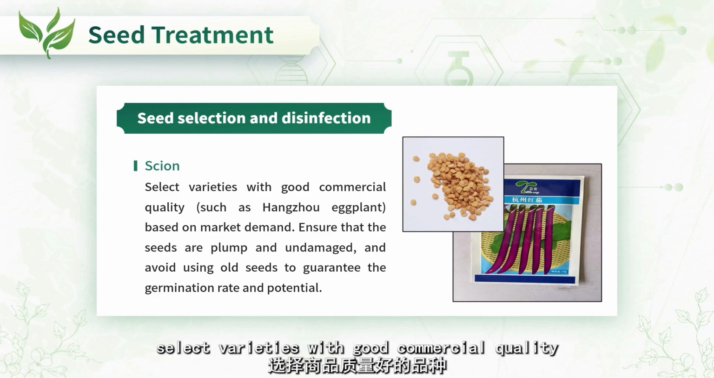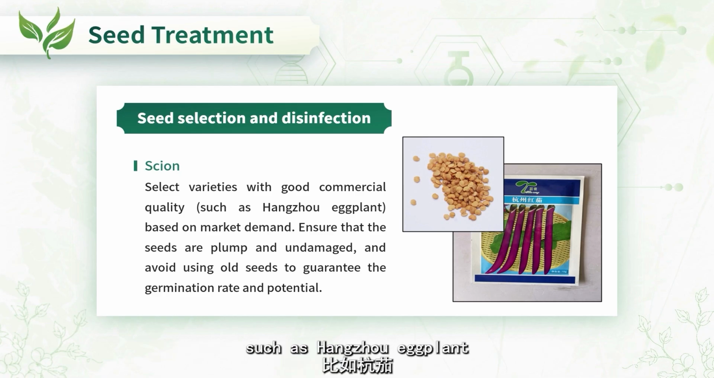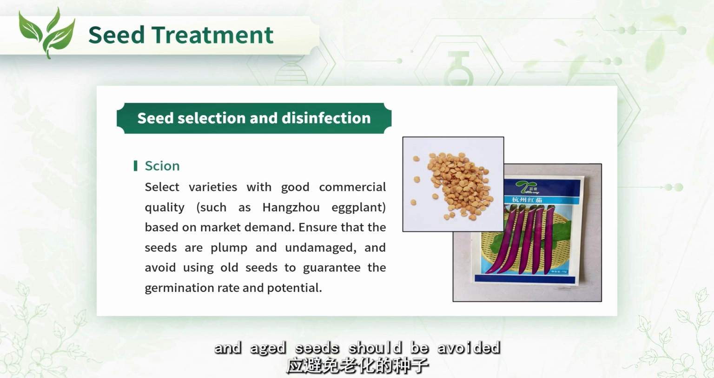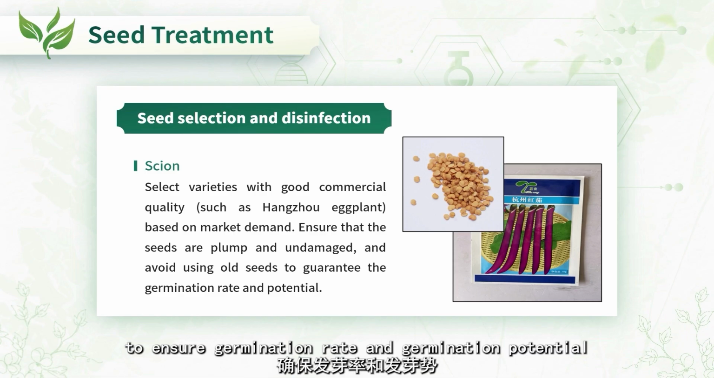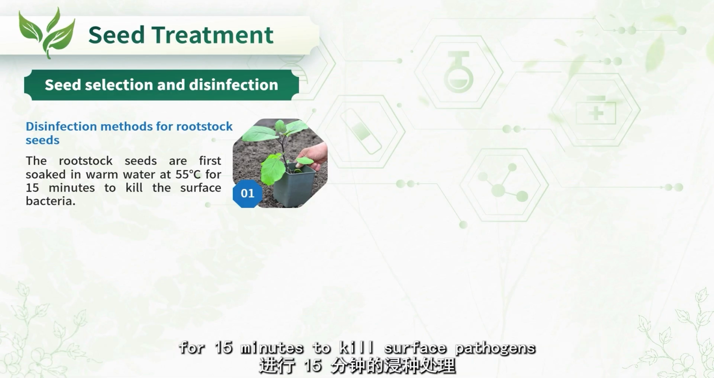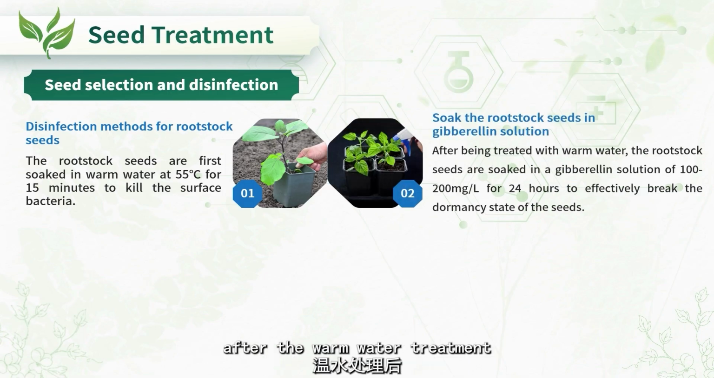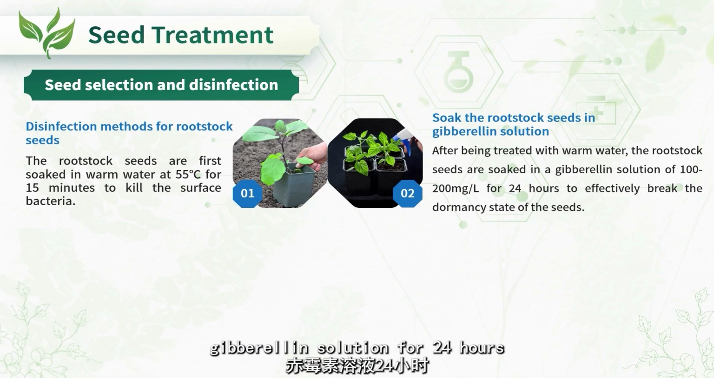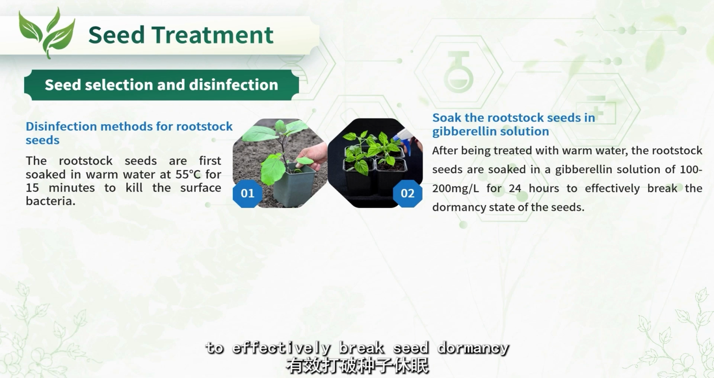Select varieties with good commercial quality, such as Hangzhou eggplant, according to market demand. The seeds should be plump and free of damage, and aged seeds should be avoided to ensure germination rate and germination potential. Rootstock seeds are first soaked in warm water at 55 degrees Celsius for 15 minutes to kill surface pathogens. After the warm water treatment, the rootstock seeds are soaked in a 100-200 mg gibberellin solution for 24 hours to effectively break seed dormancy.